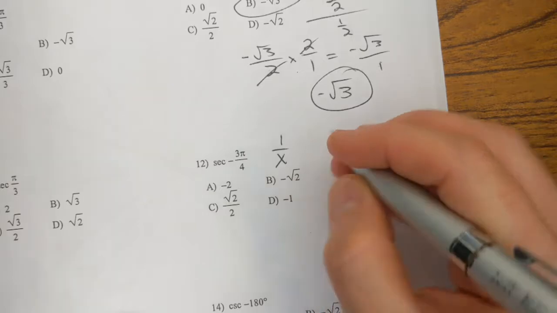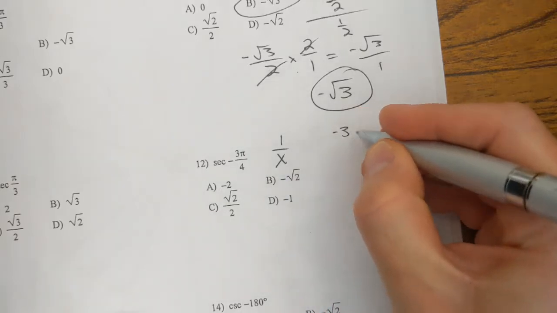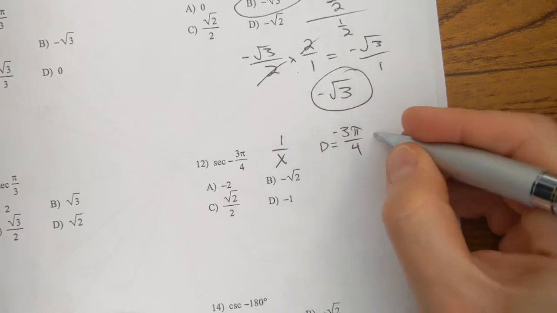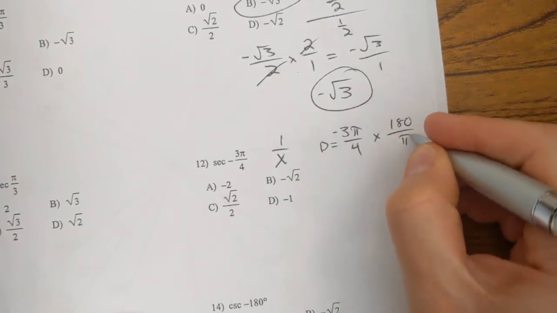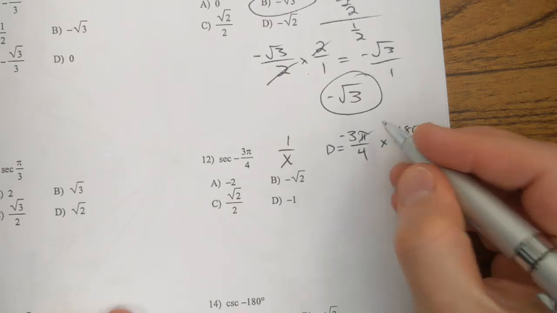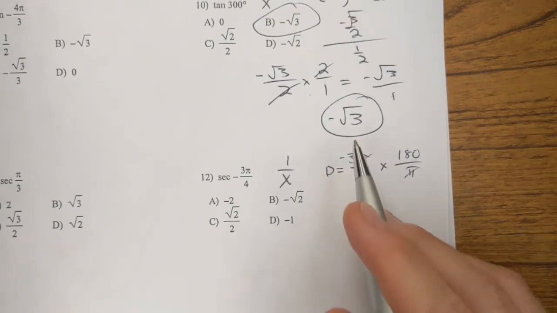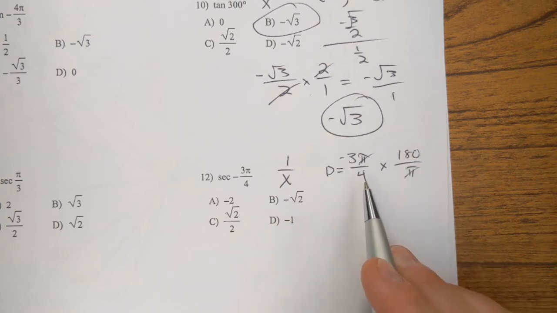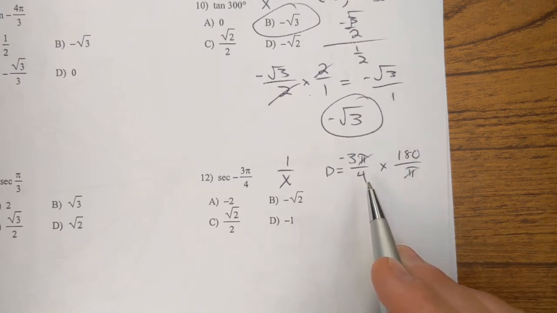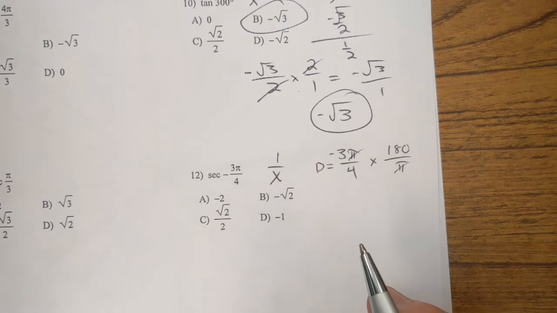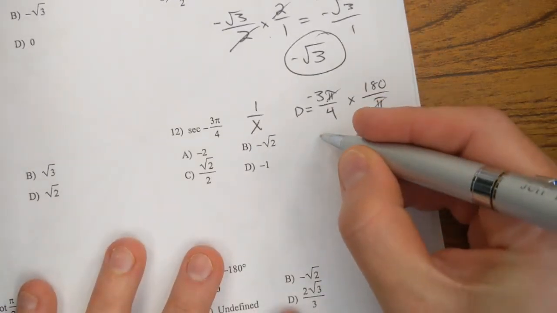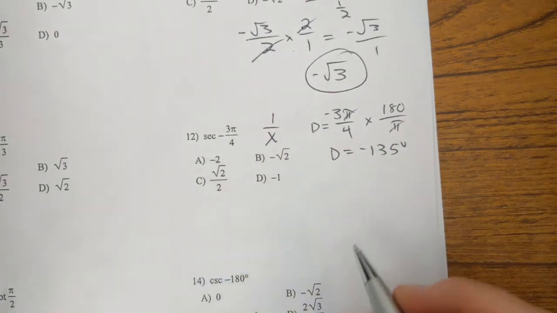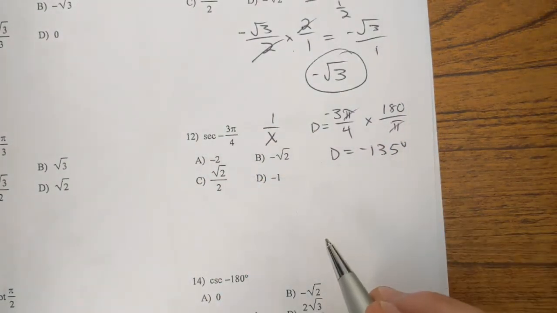If you do not want to deal with radians, another option you have is we can just say degrees is radians times 180 over pi. And my pi's cancel out. I'm going to do negative 3 times 180 divided by 4. That comes out to negative 135. So if you want, we can just change this. We're finding the secant of negative 135 degrees.